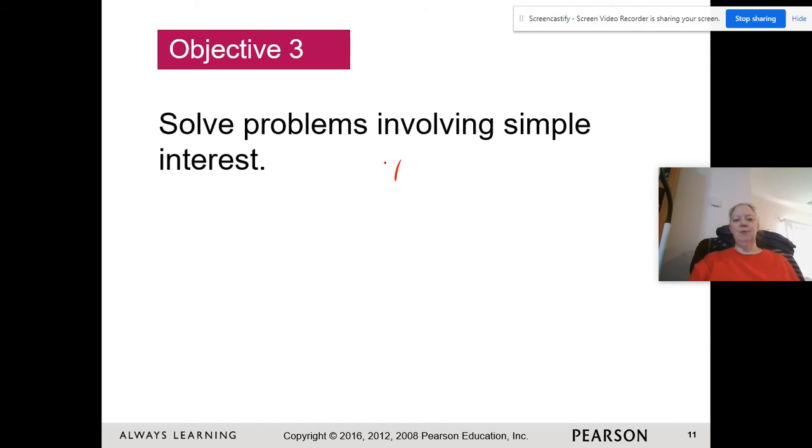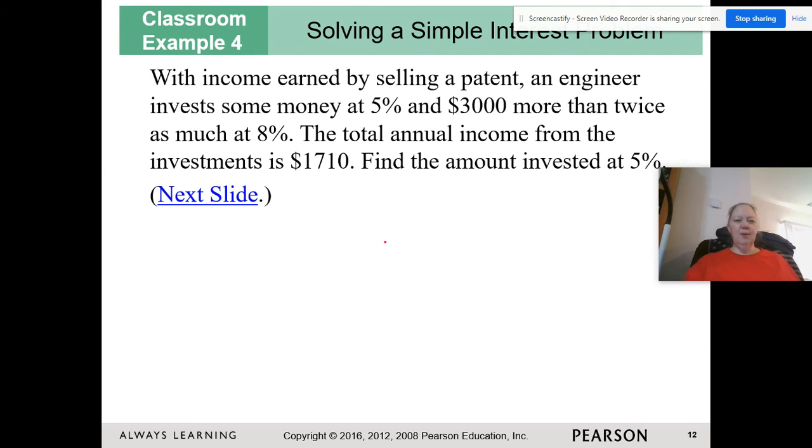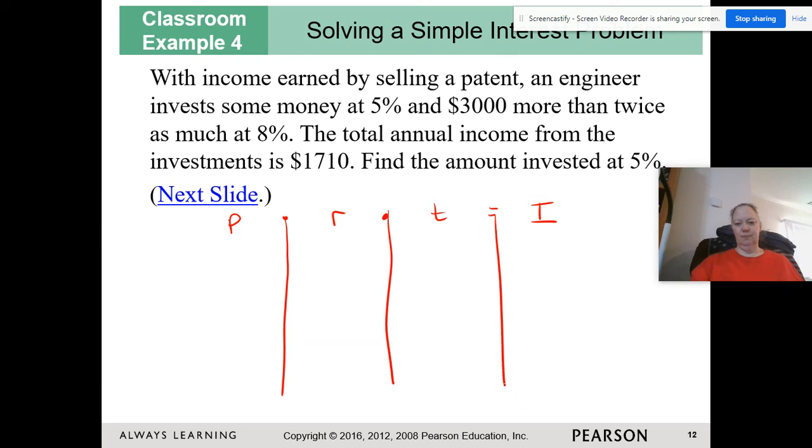All right, simple interest. Remember the formula for simple interest, principal times rate times time. Income earned by selling a patent is technically a mixture problem, but I generally don't do buckets for this one when we're doing interest. This one I generally do a table. My first column is going to be my principal, then my rate, then my time, and the final column is going to be interest, because you know that principal times rate times time is equal to interest. So these are going to be my columns.